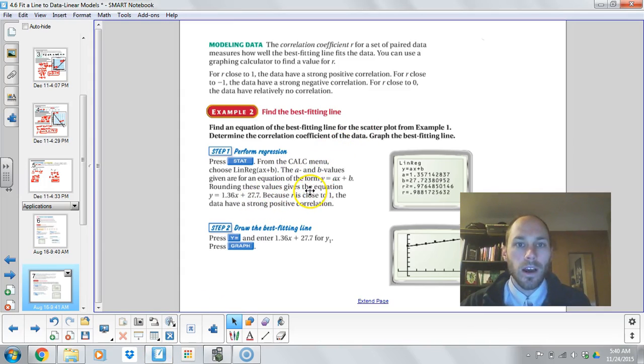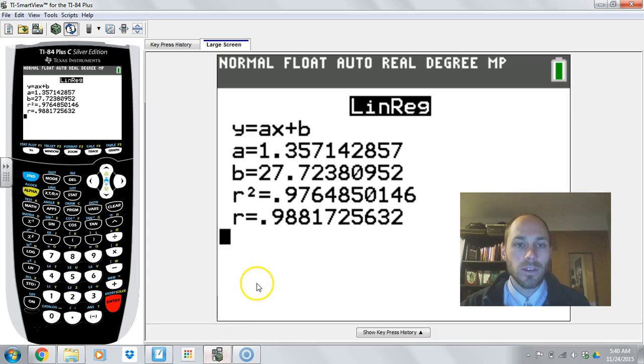So we're looking for the R value being close to 1. If it's close to 1, it has strong positive correlation. Close to -1, strong negative correlation. If it's close to 0, the data would have relatively no correlation. So we can go back to our calculator. Since this is 0.988, that's pretty good, positive correlation.